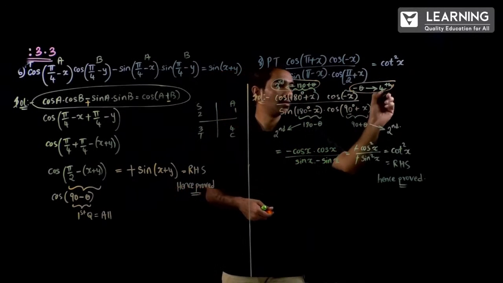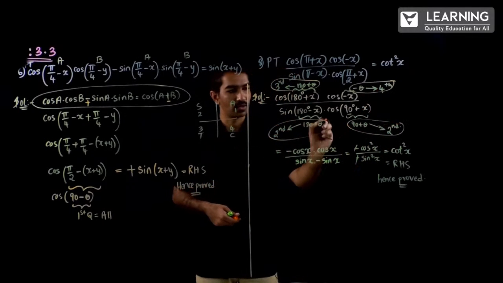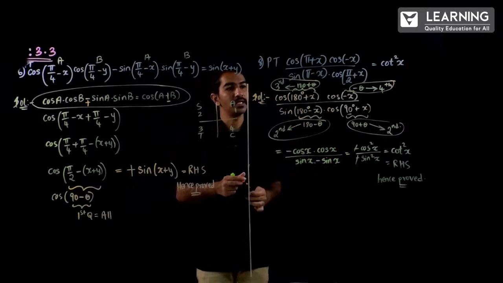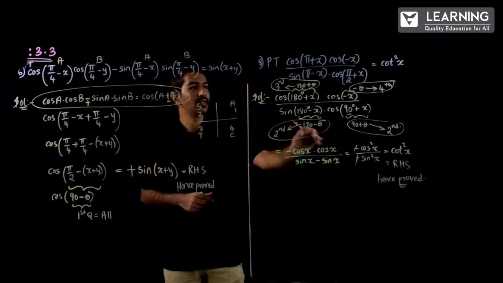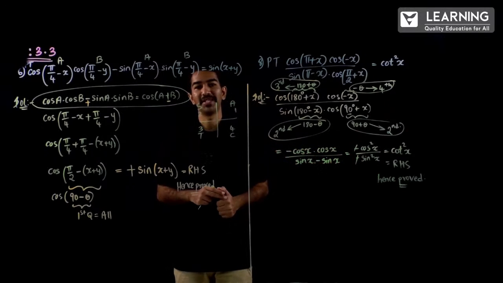1, 2, 3, 4. Basically what is important, students? The ASTC rule. If you know the ASTC rule very well, you can easily solve this problem and you will get the right answer. Okay, moving on to the next question.